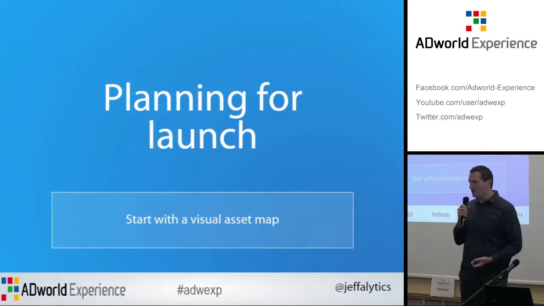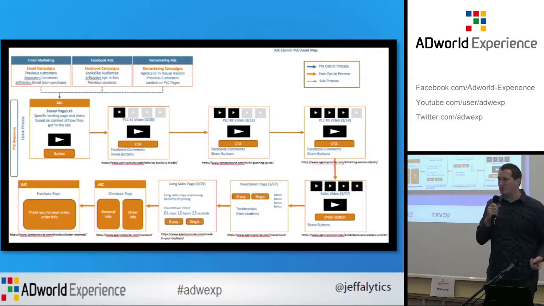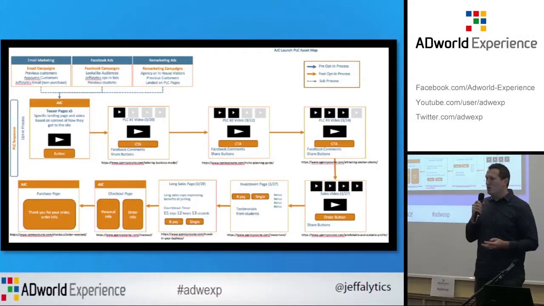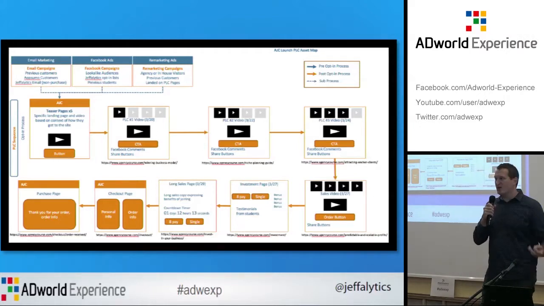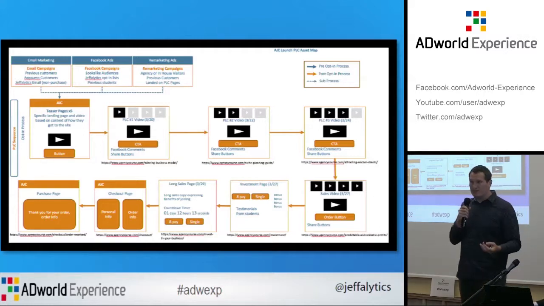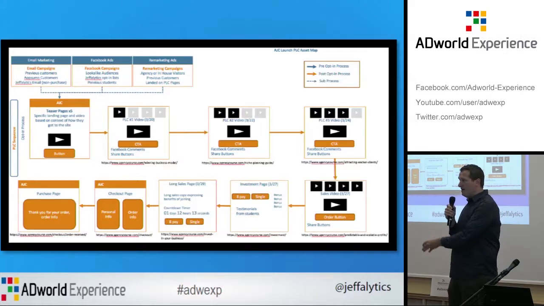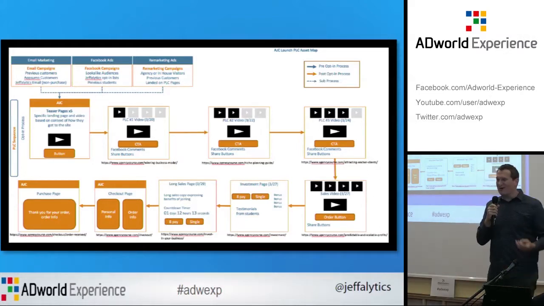Now, how do you plan for a launch? First thing is you want to have a visual asset map. So before you even do anything, before you develop too many assets, you want to map out how this is going to look. What's the picture that we're using to develop something? So as you can see here, we're talking about several landing pages, several pages along the way. We have cart pages. We have all kinds of different things in here.